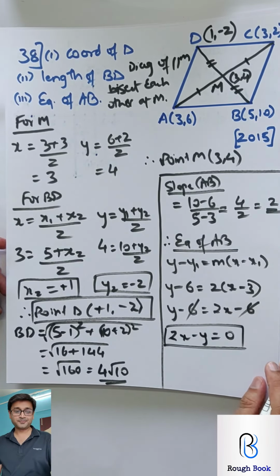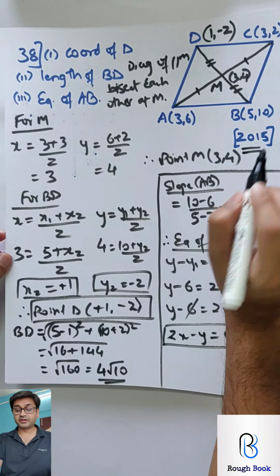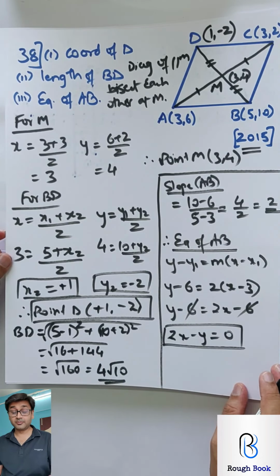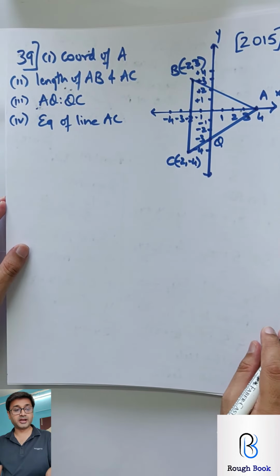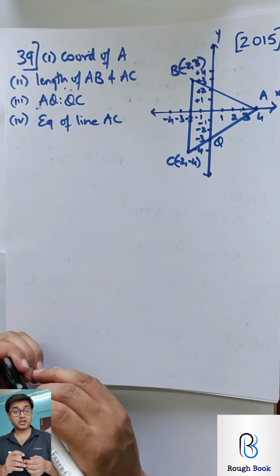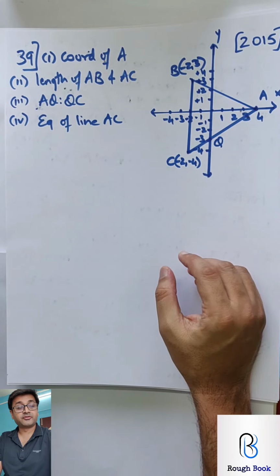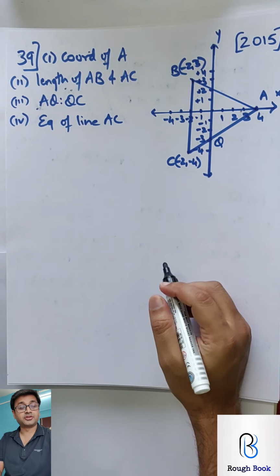And this is correct. This was 2015 guys. If you got this, that means you are prepared for the boards. Yeah, let's take the next one, 39, also in 2015. So 2 questions in 2015. You can imagine the importance of this chapter.